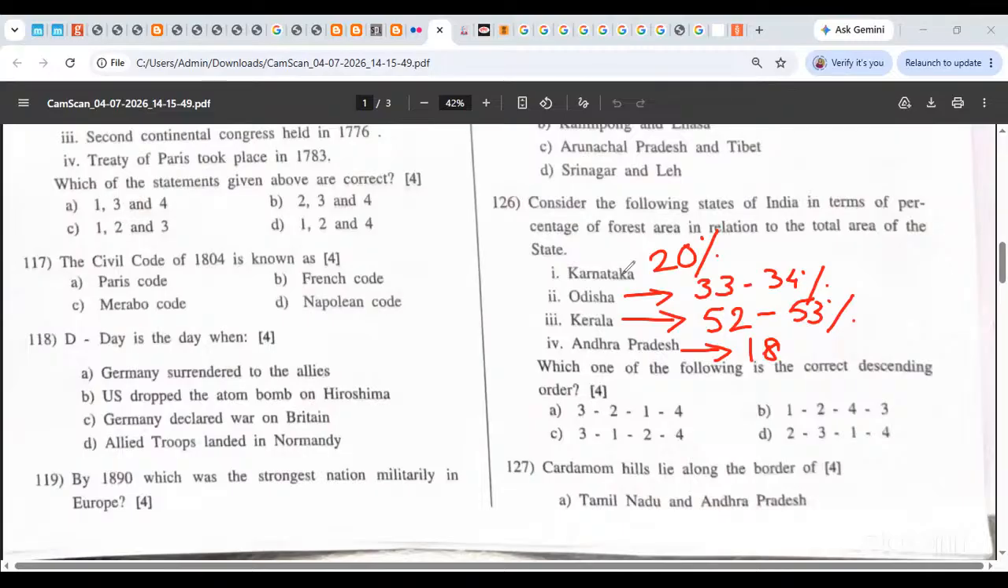So we have 3, 2, 1, 4, and we do not have a reverse order. So we'll go with 3, 2, 1, 4. That should be your answer. Please remember, among these 4 states, it will be Kerala, followed by Odisha, followed by Karnataka, followed by Andhra.